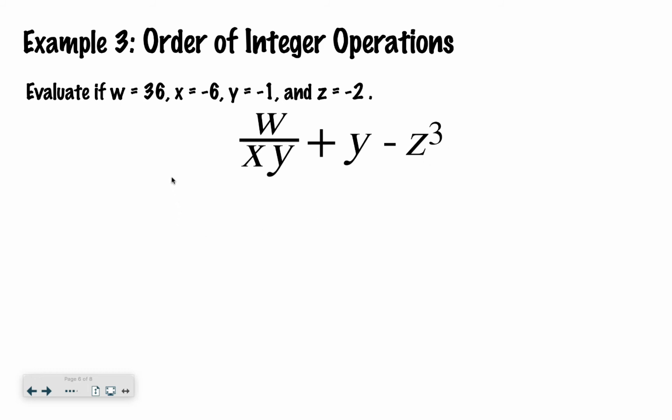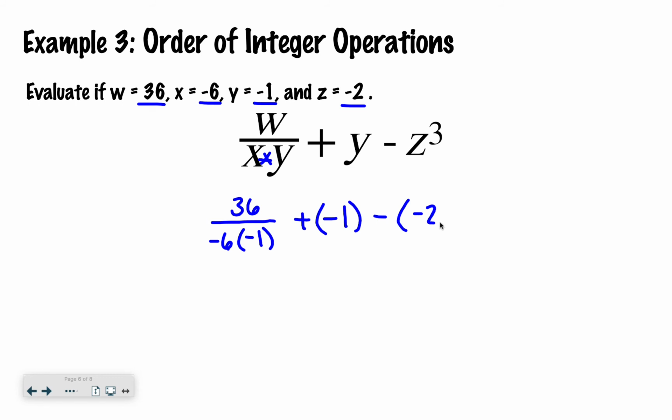This might look overwhelming at first, but let's just replace these letters with the numbers that we're told they equal. W is 36, so I'm going to say 36 over x, which is negative 6. There's no operation here, so we assume that's multiplication. So over negative 6 times negative 1, plus y, which is negative 1, minus z, which is negative 2 to the third power. We're just going to do order of operations here, which I haven't said this acronym quite yet.